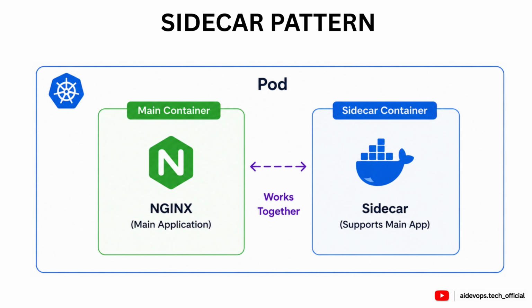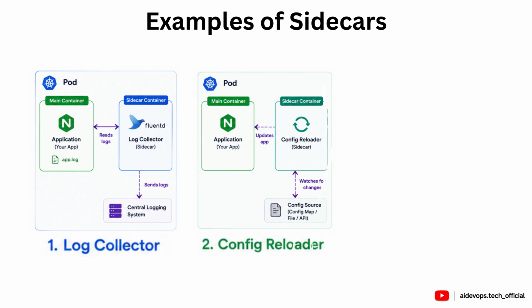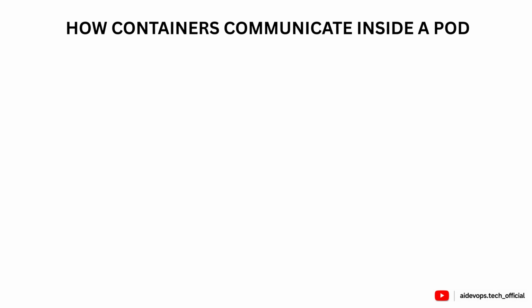Now let's see real examples of the sidecar. First, a log collector container that reads the logs from your application and sends them to a central logging system. Second, a config reloader that watches your configuration changes and updates the application. Third, a health checker that monitors your application and reports the status. Your main application does not need to worry about any of these tasks, and the sidecar handles them separately. This keeps your main container clean and focused on the actual work, and we will see the hands-on with the third example.